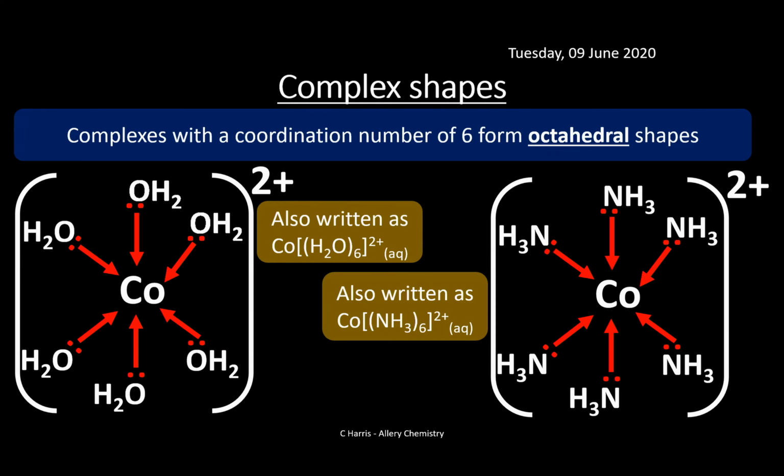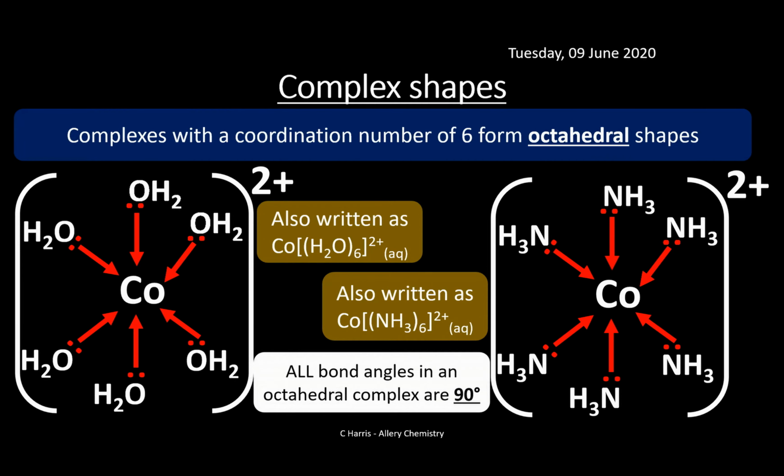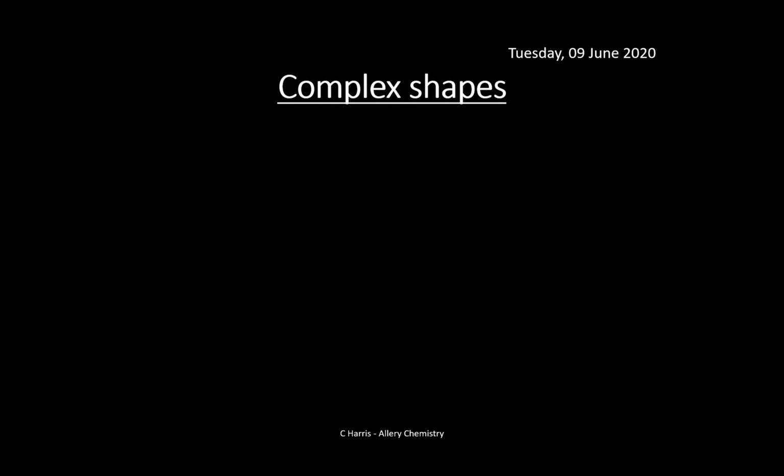Now, these are octahedral. You may remember from year 1 chemistry, when we looked at shapes of molecules, octahedral shapes have a bond angle of 90 degrees between each of them. No different from what you've seen in year 1 chemistry. We're just applying this to transition metal complexes instead. So that's an octahedral shape. We've got 6 of them around there.